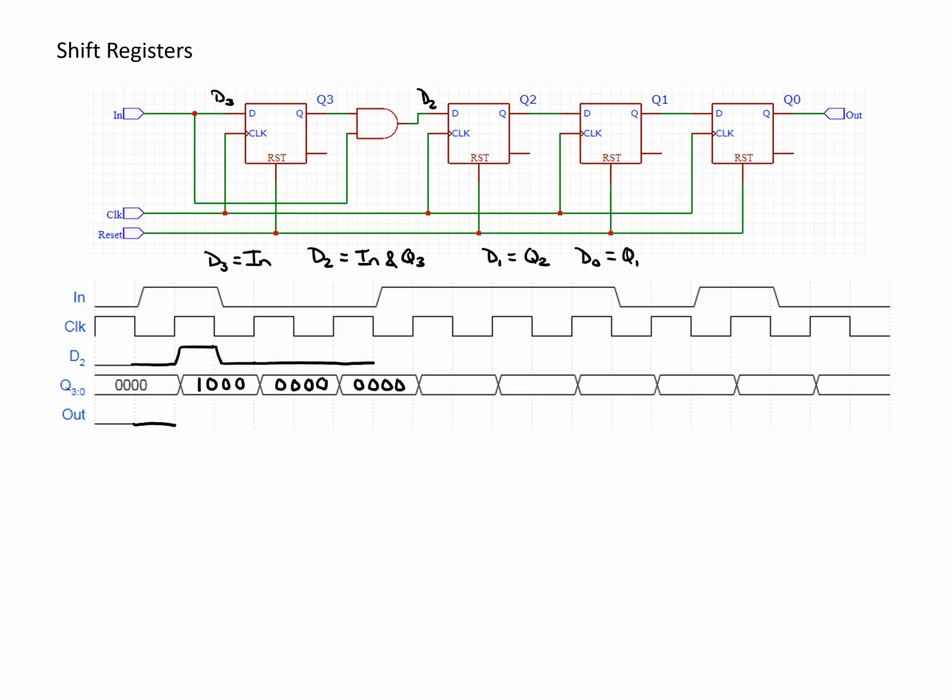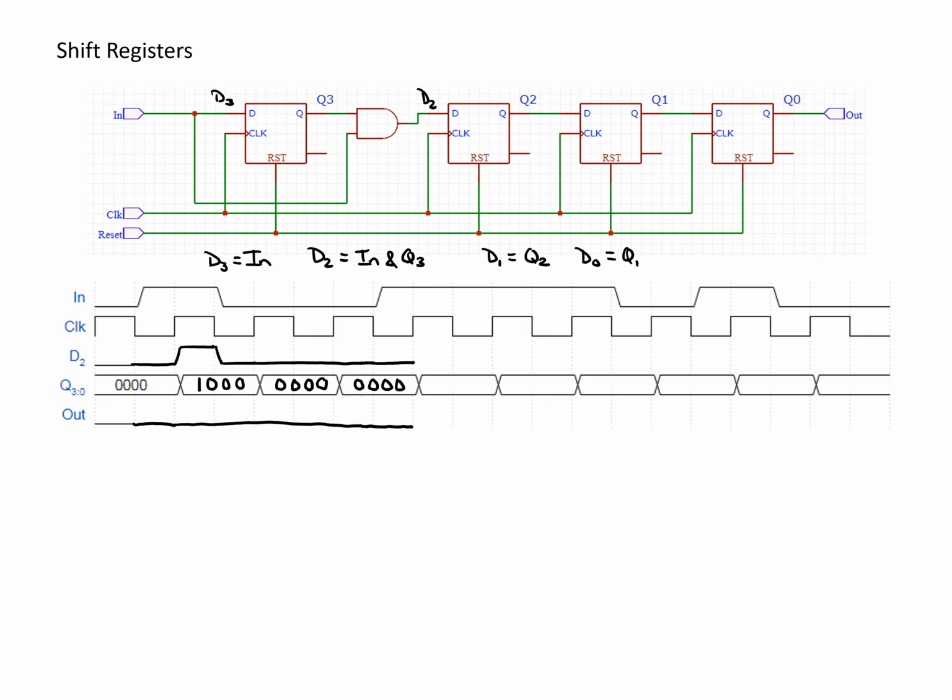And the output, since it's the least significant bit of our shift register, is going to remain 0 up through this point as well. Now, when in is going high again, we need to consider how this is going to affect D2. Initially, since the most significant bit, Q3, is 0, D2 is going to remain 0.